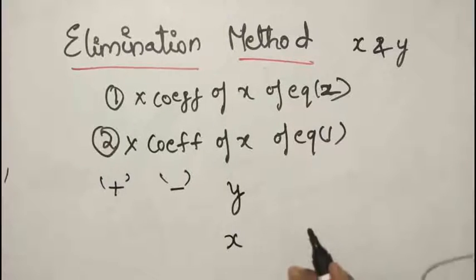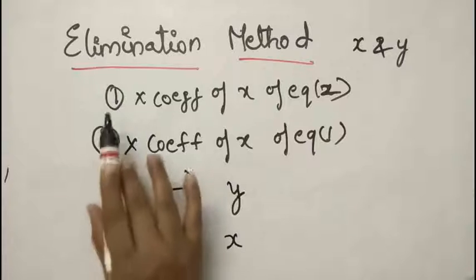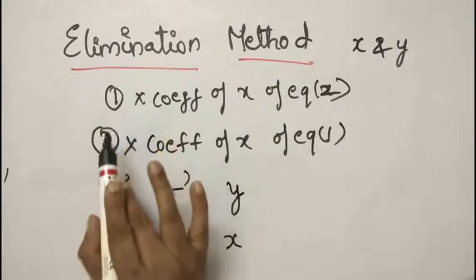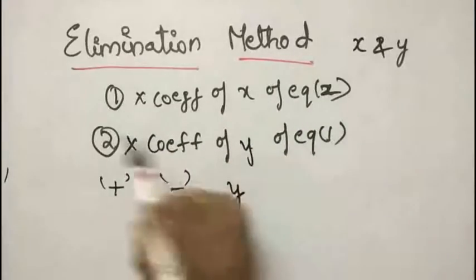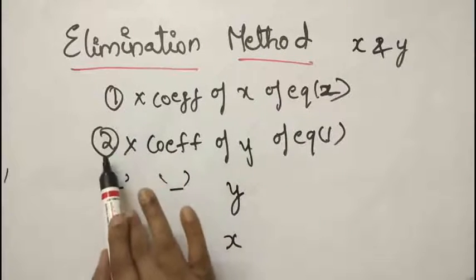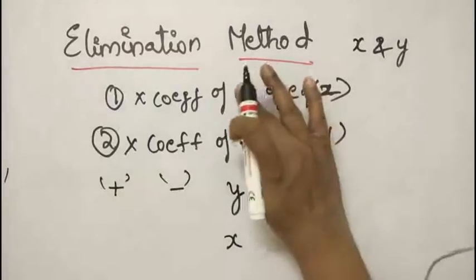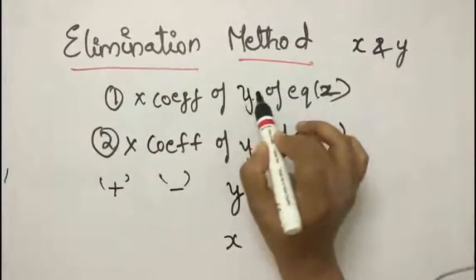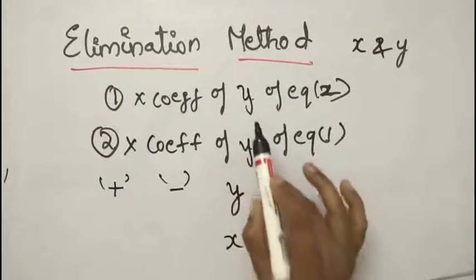while doing the elimination method. Suppose you feel that the coefficient of y is easier for you to multiply, then you take the coefficient of y of equation 1 and multiply it with equation 2. Similarly, you take the coefficient of y of equation 2 and multiply it with equation 1. Okay? In that case, what will happen?